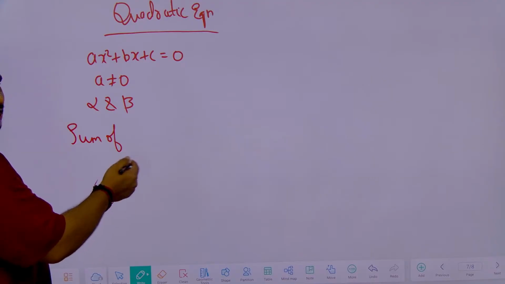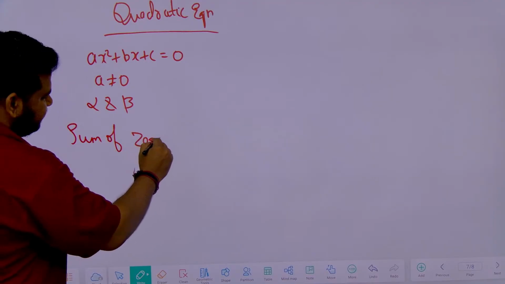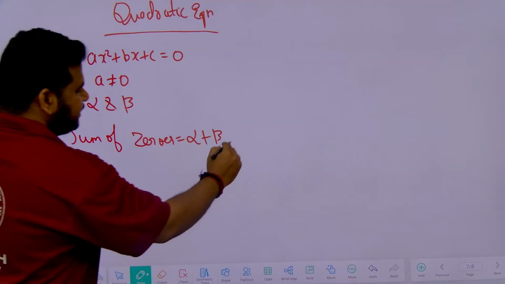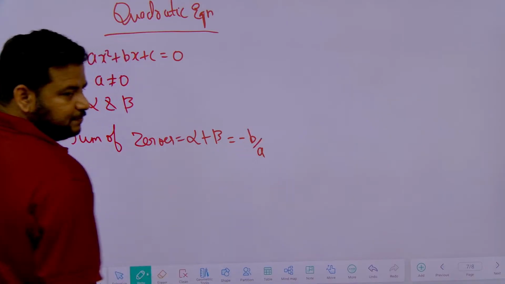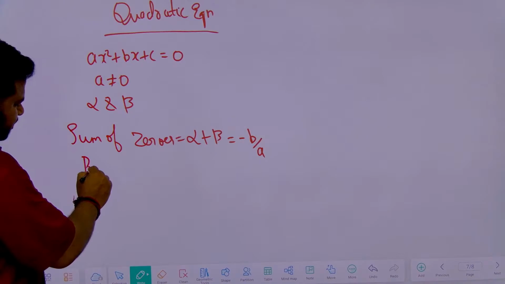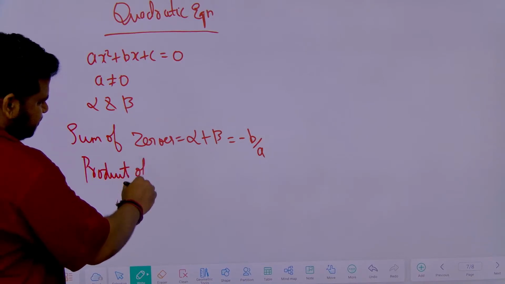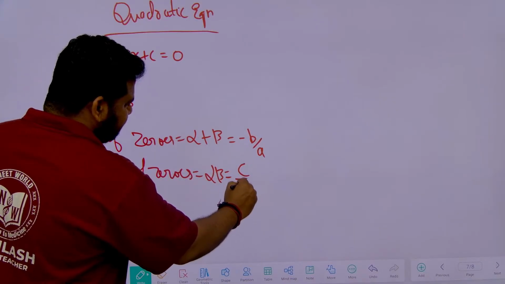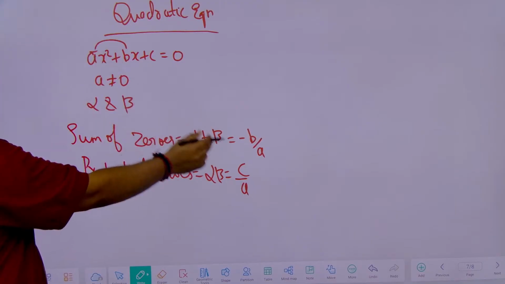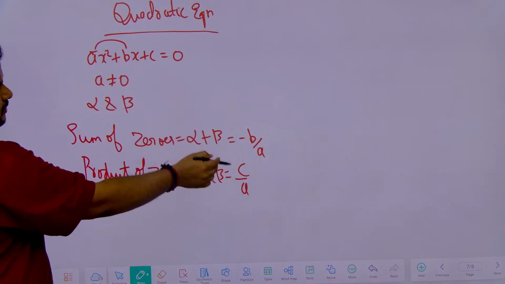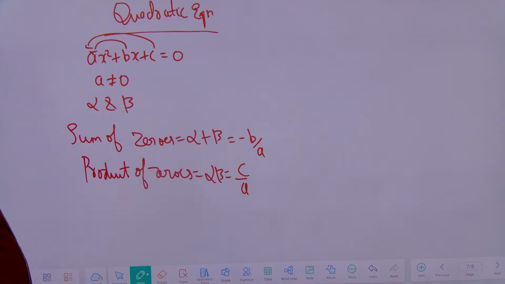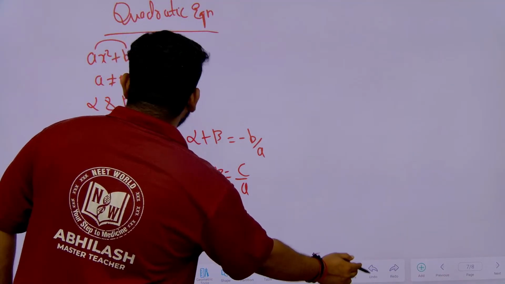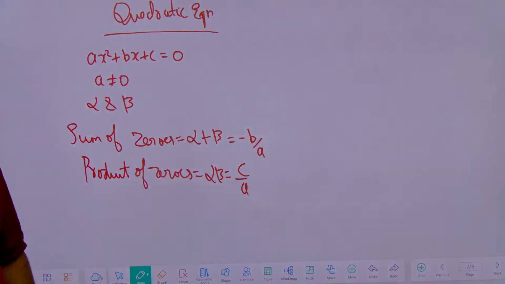So the sum of the zeros, or sum of the roots, alpha plus beta, will be equal to minus b by a. The product of the zeros, alpha into beta, will be equal to c by a. See here, a will be constant. Sum of the zeros is b by a with a minus; product of the zeros is c by a with plus. That's all you have to remember: the product of the zeros and the sum of the zeros.